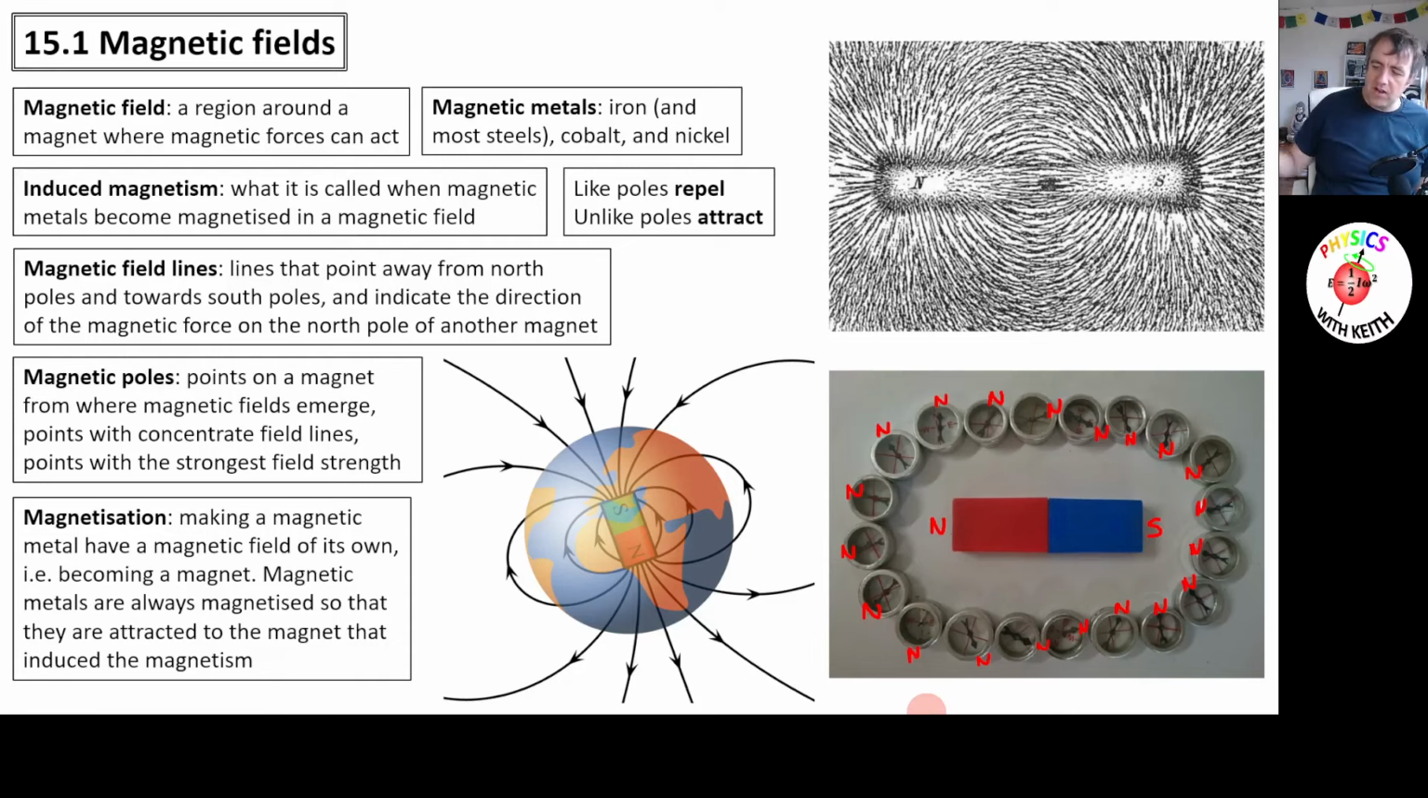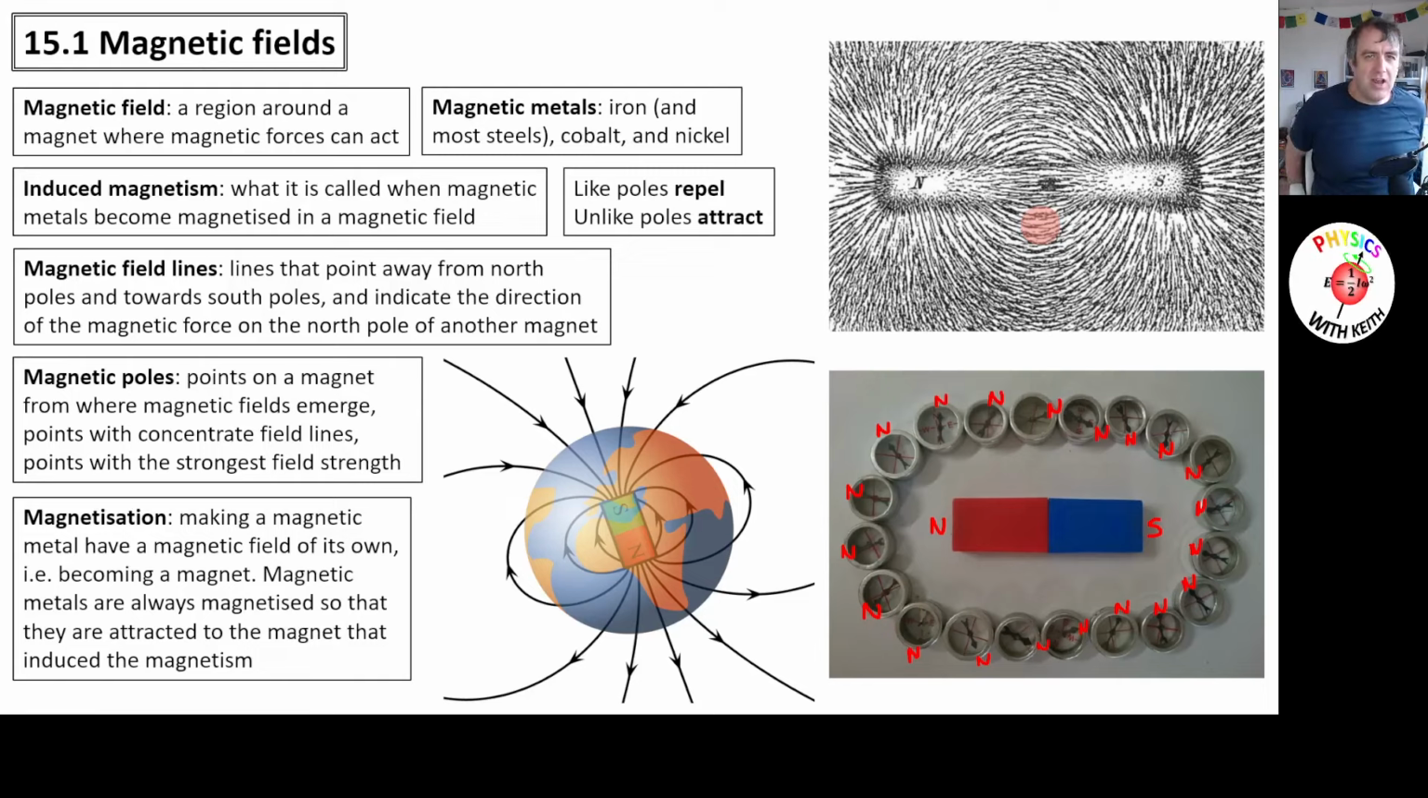So if we use our plotting compasses, where we know what the north pole is on the plotting compass because we've shaped the needle that way, then we can determine which side of the bar magnet is a north pole and which side is a south pole. And if we move the plotting compasses around, we can use that and connect the directions of the plotting compasses to create the diagram above. It's a very common practical that students will do.